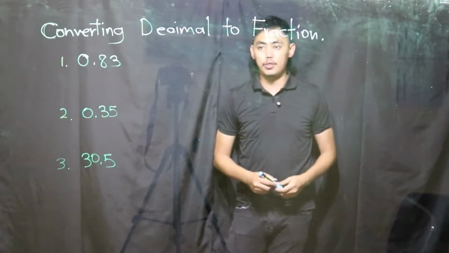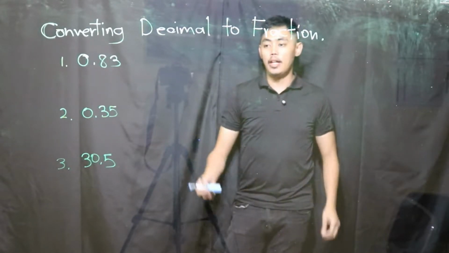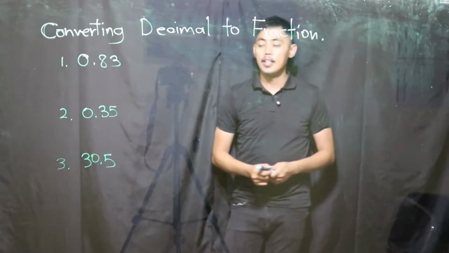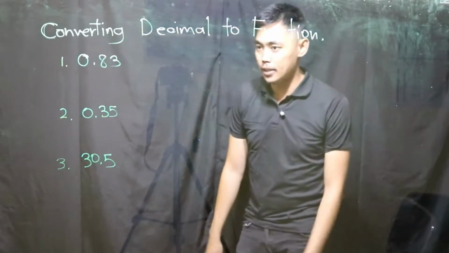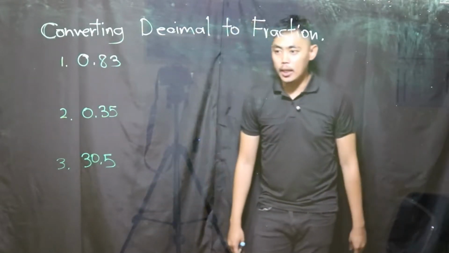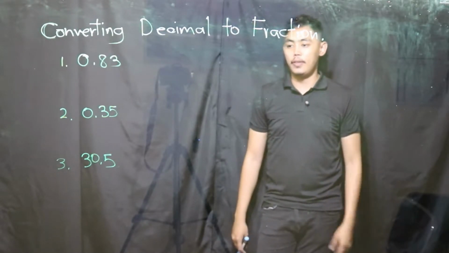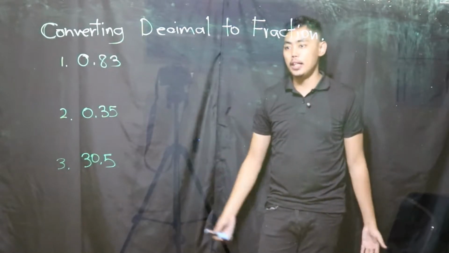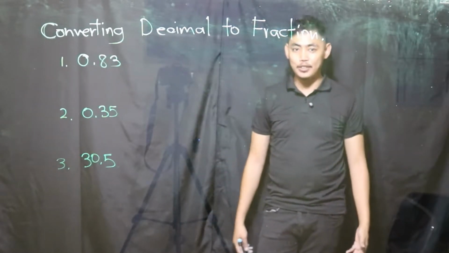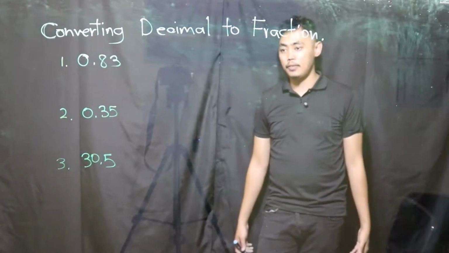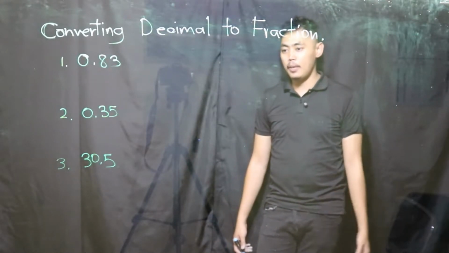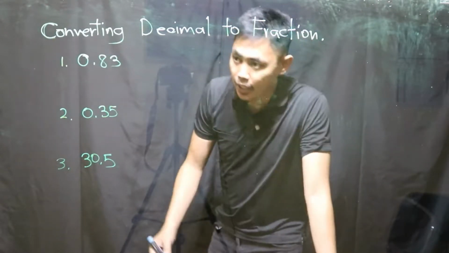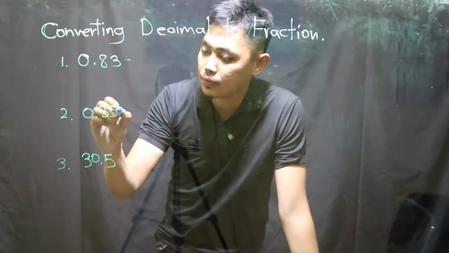Today we will learn about converting decimal to fraction. So we have 3 decimals here. We will convert them to fractions so that you will know how to do this, okay? We have 0.83 on number 1, number 2 is 0.35, and number 3 is 30.5. In the standard way of reading decimals, number 1 is 83 hundredths, number 2 is 35 hundredths, and number 3 is 30 and 5 tenths. Okay, so let's go ahead and solve this.